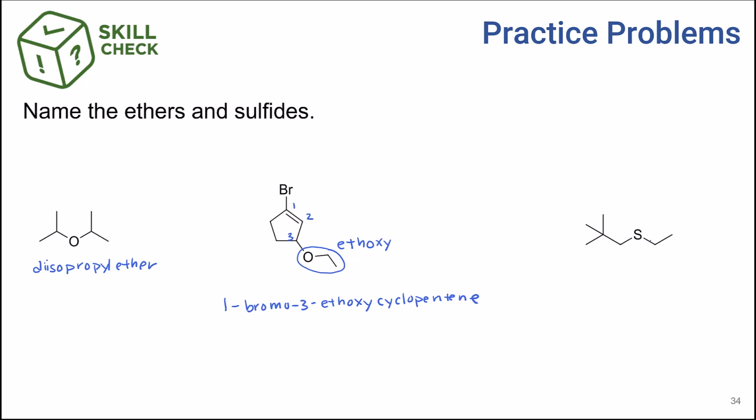And then this is a more complicated one as well. I'm going to treat this as a substituent, so this will be an ethyl thio. Methyls at 2. The ethyl thio is going to get listed first alphabetically, so this will be 1 ethyl thio, 2,2-dimethylpropane.